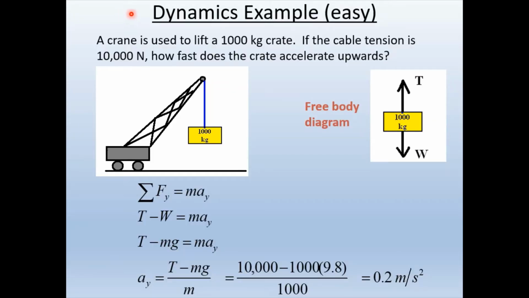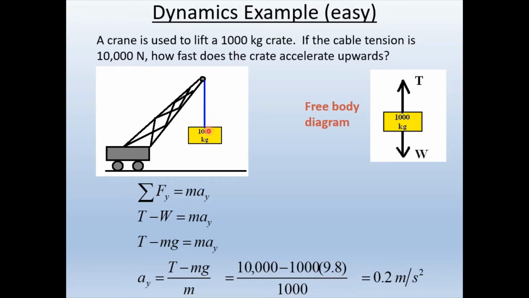So we'll start with a pretty basic dynamics example here. We've got a crane, and it's lifting a 1,000 kilogram crate. If the cable tension is 10,000 newtons, how fast does the crate accelerate upward? So here's our picture of the situation. Our crane here has got this 1,000 kilogram crate hanging from a cable.